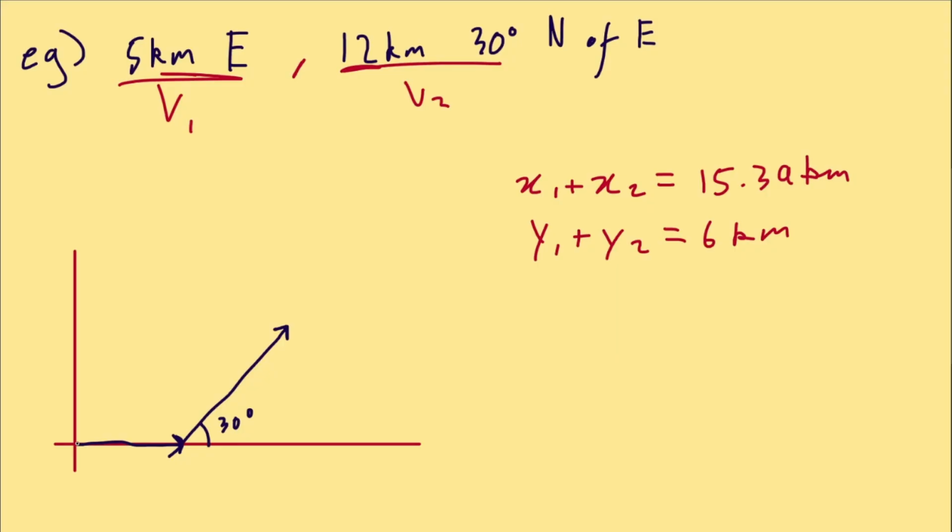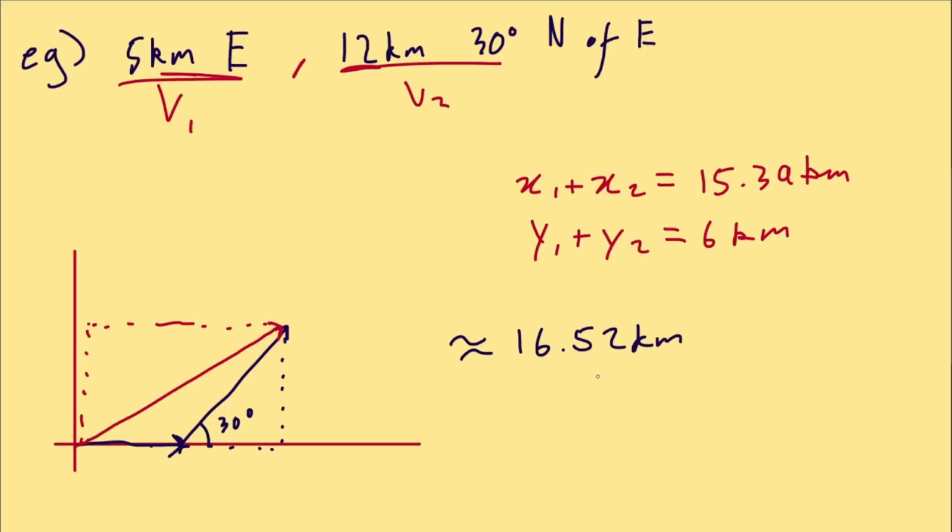The resultant vector goes from the tail of the first vector to the tip of the last vector. So the tail of the first vector to the tip of the last vector looks like that. And remember, we're adding these y components up and these x components to find this and this, 6 and 15. If you went ahead and used Pythagoras, you would find that the magnitude of this vector here is roughly 16.52 kilometers.